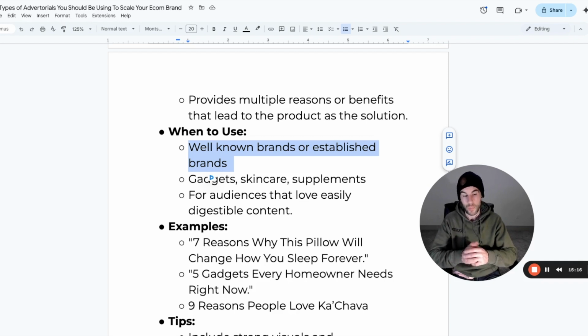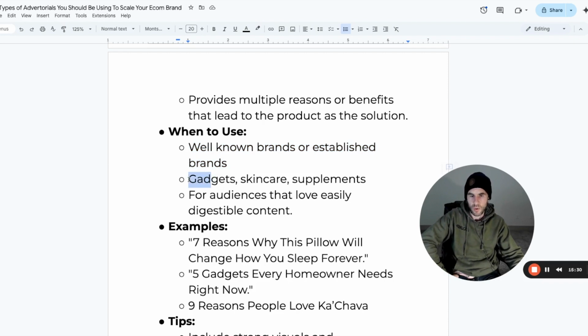But again, there are some out there that have been absolute killer advertorials. One got like $4 million worth of ad spend and was literally 9 reasons why people love Kachava. We broke that down in a previous video, but there are ones like that out there. So this is going to be great for gadgets, skincare, or supplements. And this is going to be phenomenal for audiences that love easily digestible content. That's going to be kind of everybody though, at the end of the day.